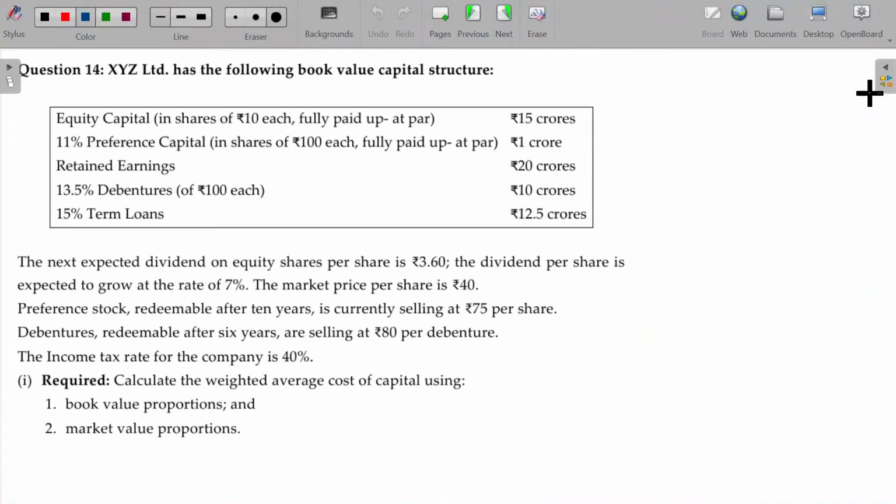One of the comprehensive illustrations. Question number 14. XYZ Limited has the following book value capital structure. So this is all about book value capital structure.